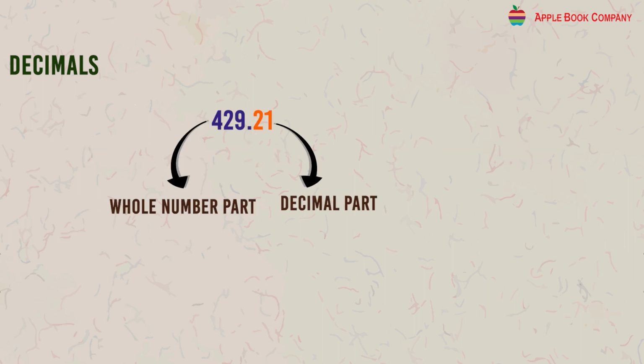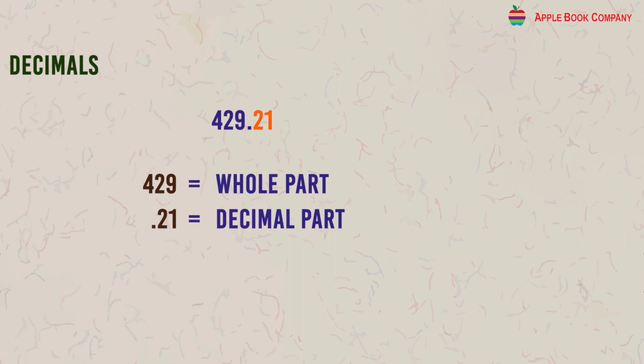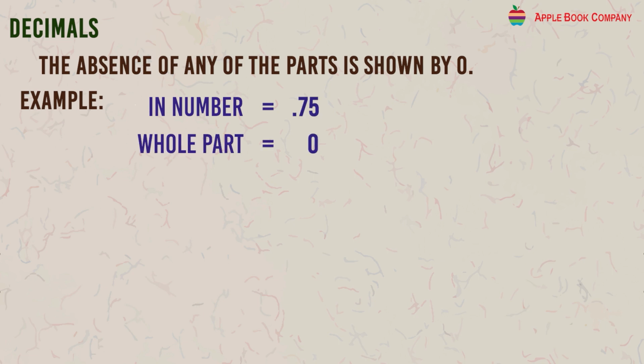A decimal number has two parts: whole number part and decimal part, which are separated by a decimal point. The left part of the decimal point is called the whole part, and the decimal part is to its right. For example, in 429.21, whole number part is equal to 429 and decimal part is equal to 0.21. The absence of any of the parts is shown by 0. For example, in number 0.75, whole part is equal to 0 and decimal part is equal to 0.75.